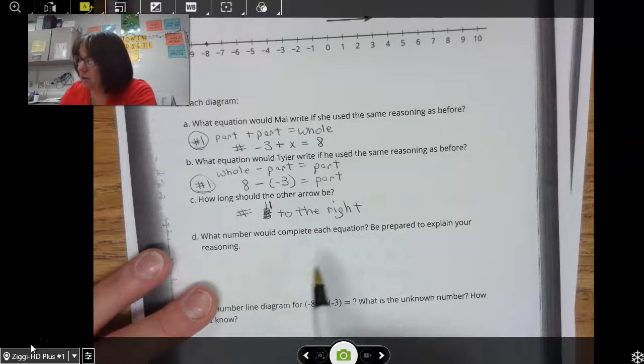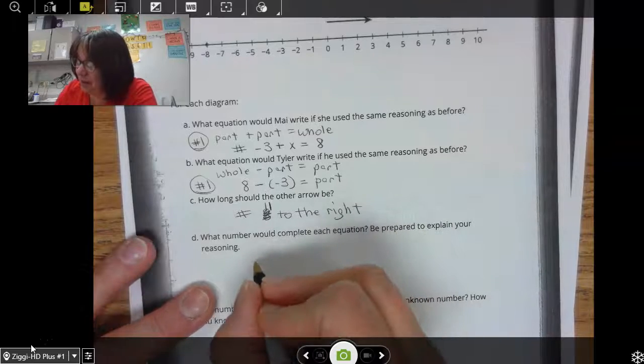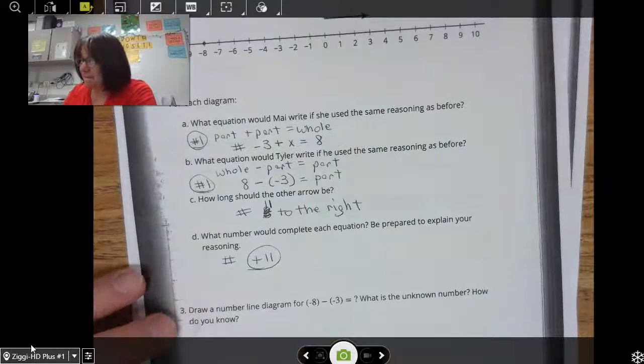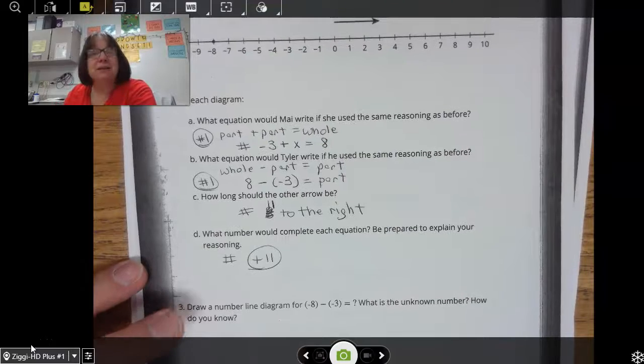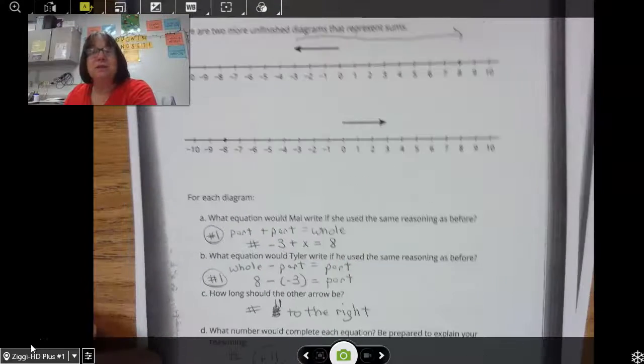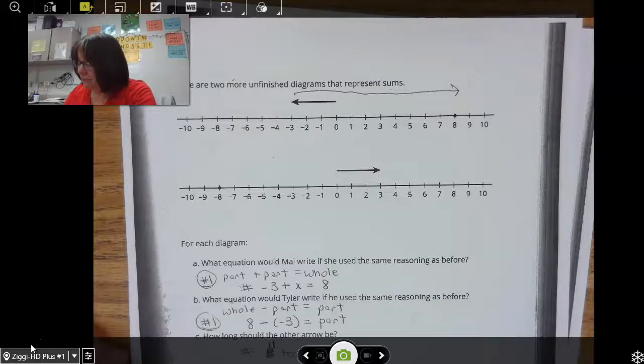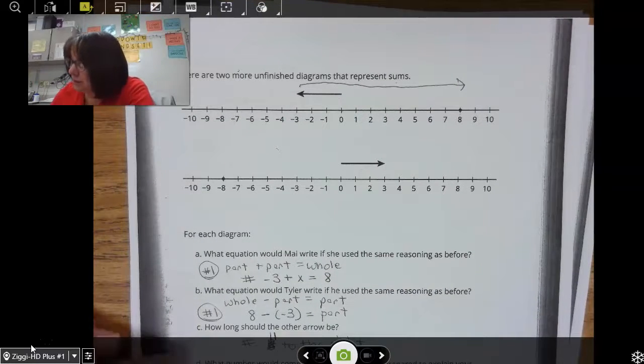So what number completes the equation? Well, because it's to the right, that would be a positive 11. Okay? And again, we know that because that is the number of spaces from -3 back to 8. All right, so let's look at the second one.